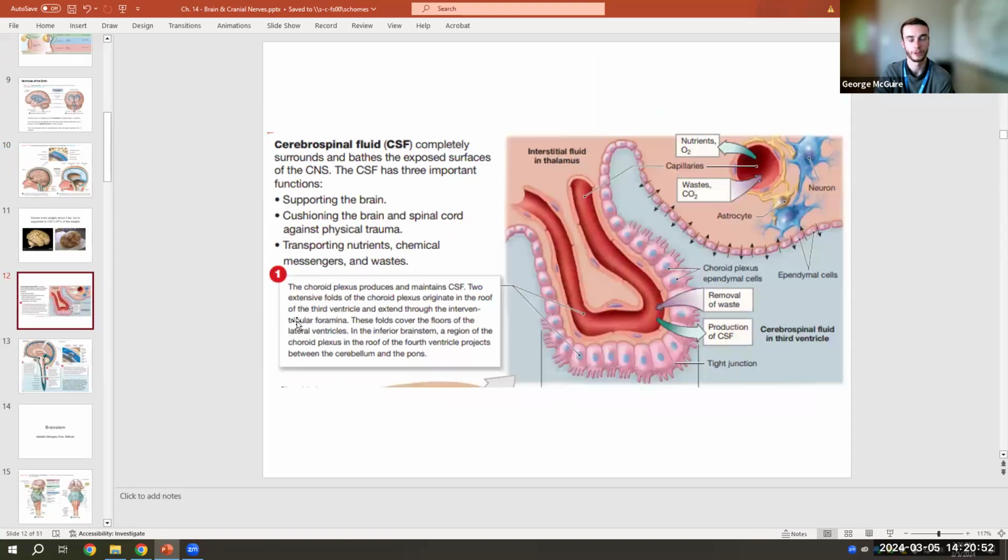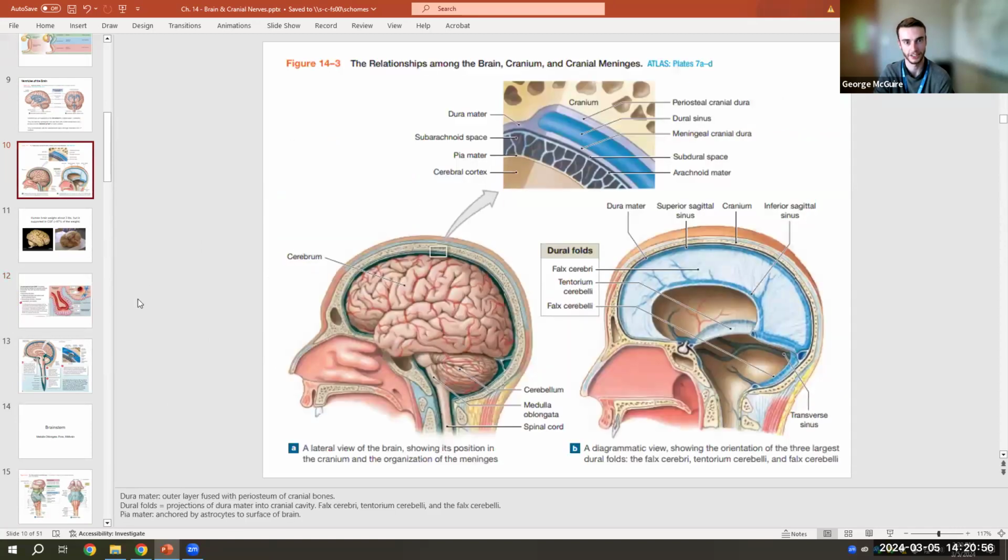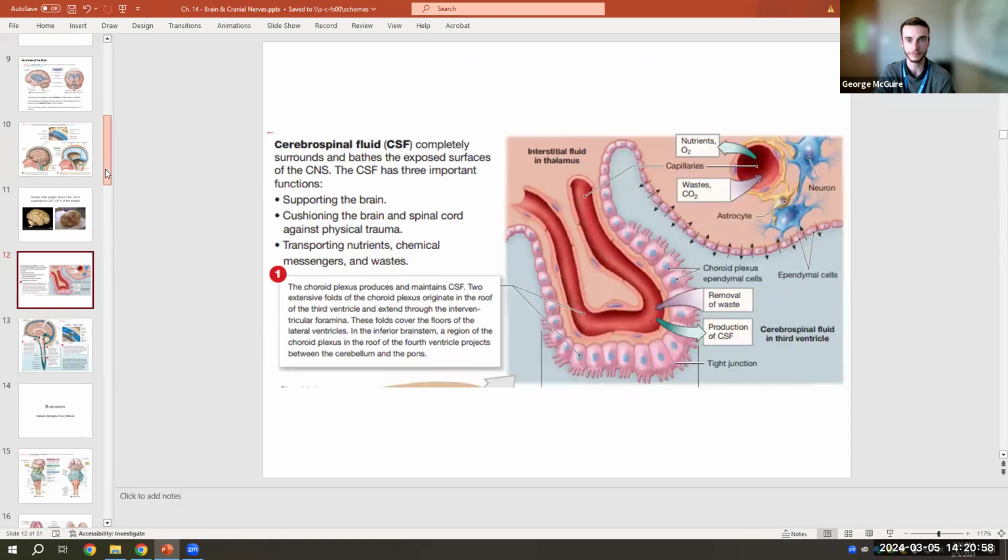Since we're talking about it, let's just continue on with this and then we'll move back to some of that tissue organization. So again, CSF, cerebrospinal fluid, is produced by the choroid plexus, these specialized ependymal cells, and generally serves very similar functions to what the cardiovascular system does. It is there for transport of nutrients, chemical messengers, and waste.